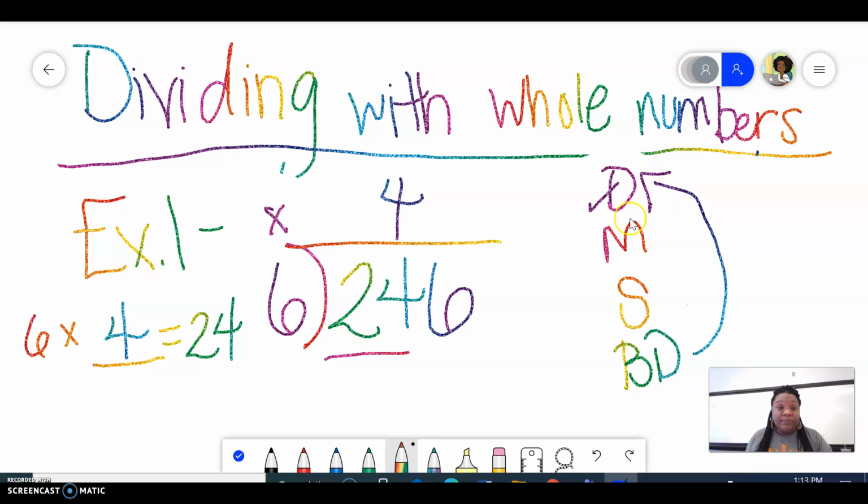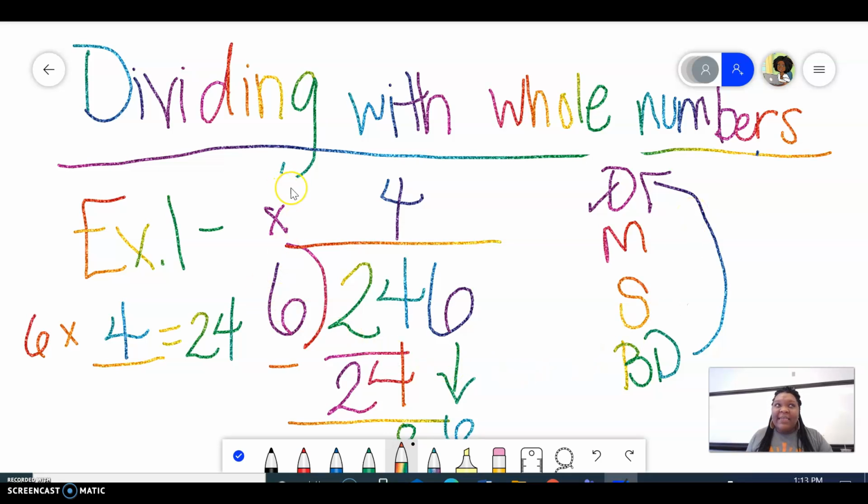Step 2 is to multiply. 6 times 4 is 24. I'm then going to follow step 3, subtract, and 24 minus 24 is 0. And then my last step, my fourth step here, is to bring down my 6. So I start all over again.